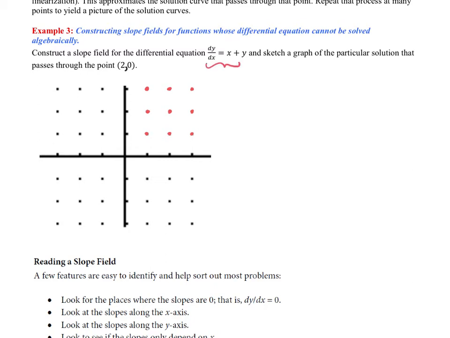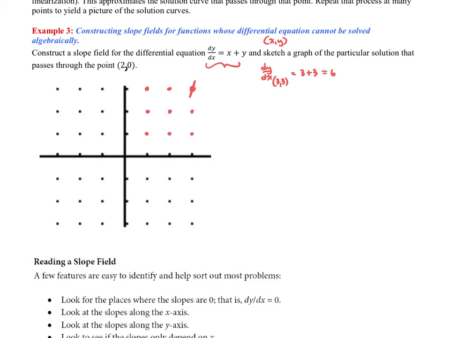This is a slope generating function. If I take any x, y, let's take, for example, this one right here. That's the point 3, 3. Then dy dx at the point 3, 3 is going to be equal to 3 plus 3, which would be 6. So if I drew a little slope that looked like it had a slope of 6, that looks kind of like a slope of 6. And I need to do that for all of these points.